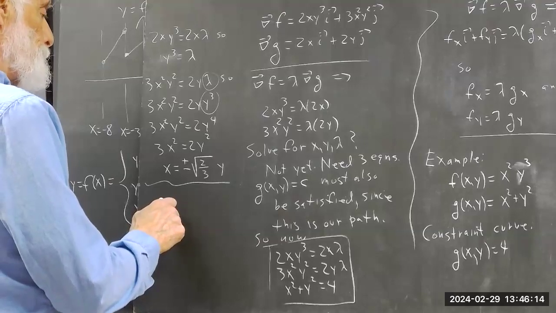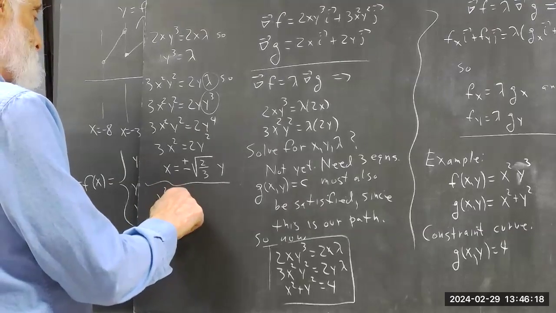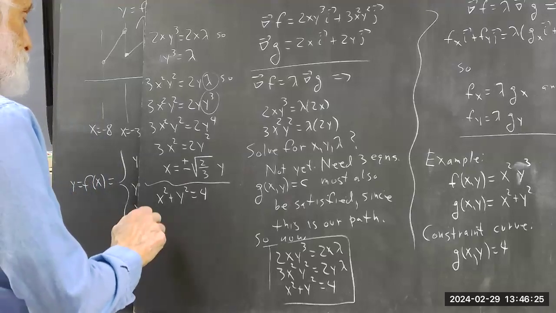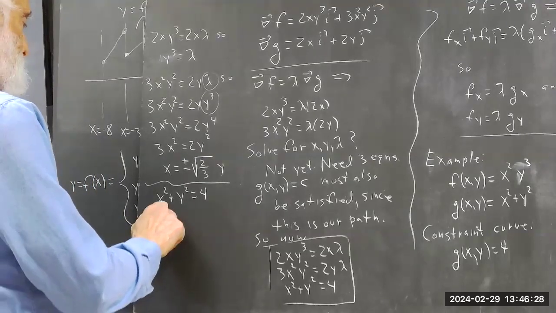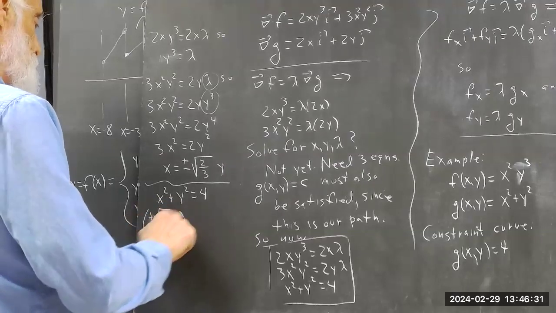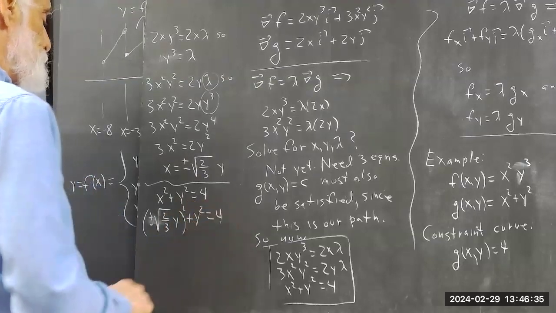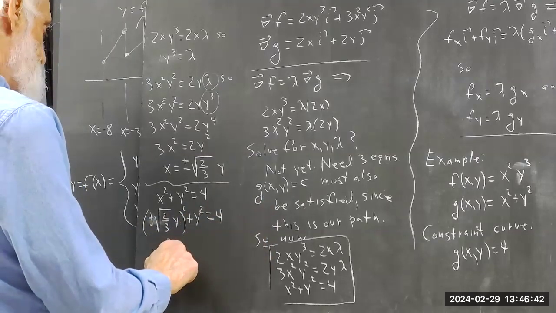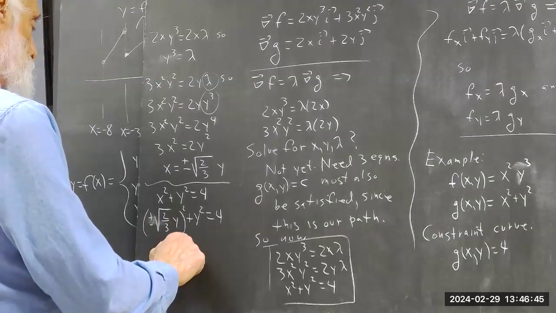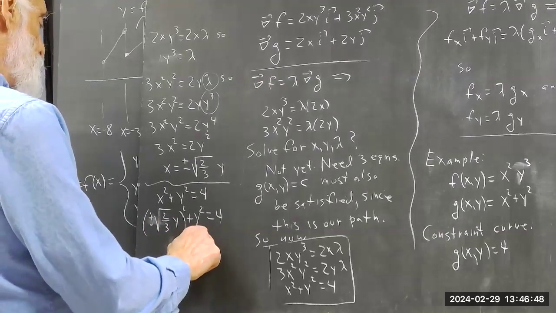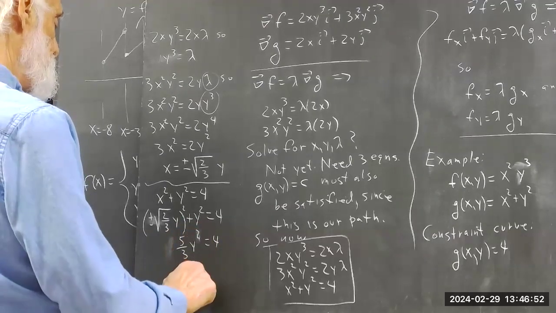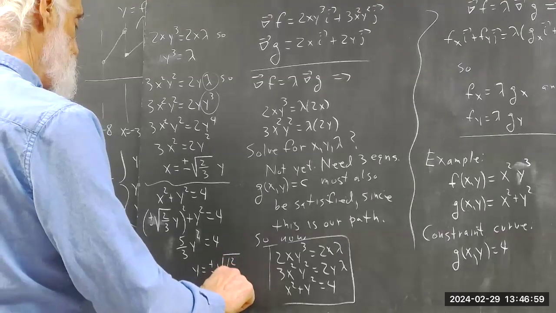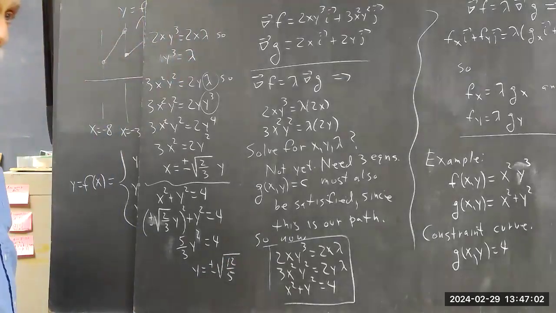Okay. So now we have x squared plus y squared equals 4, which gives us plus or minus 2/3 y, quantity squared, etc. We're going to get 5/3 y squared equals 4. So y equals plus or minus the square root of 12/5.